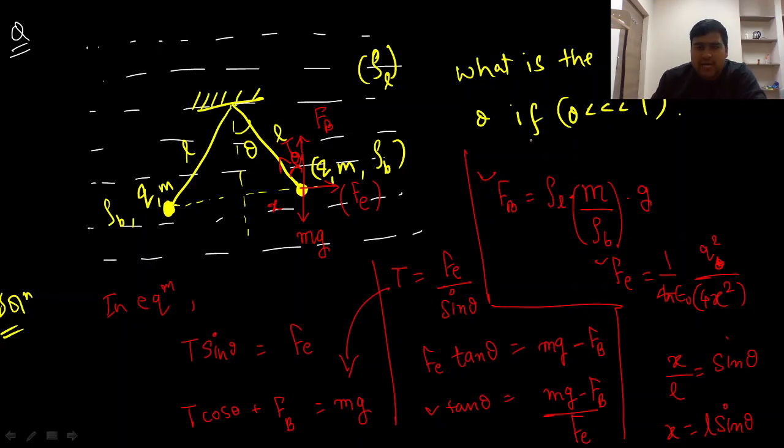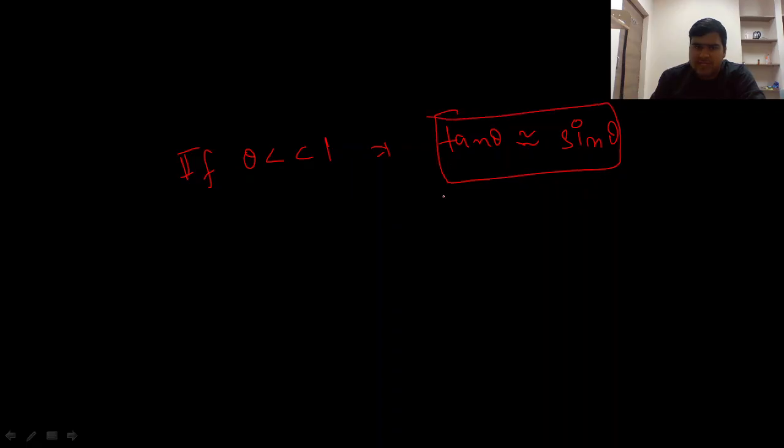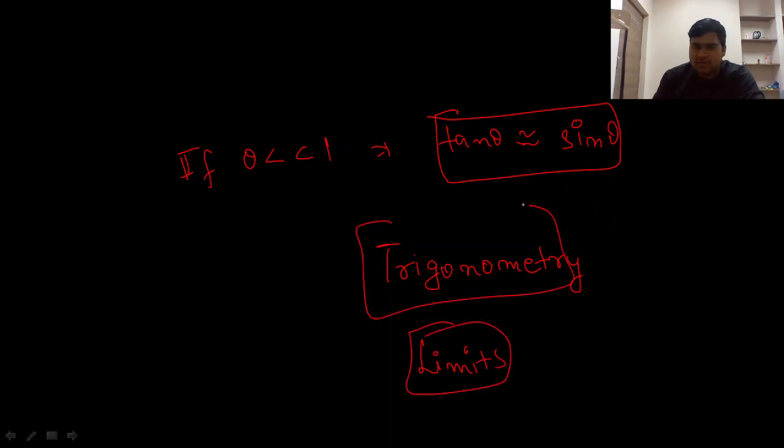So what you have to do, I have given this condition that theta is very much less than 1. So if theta is very much less than 1, I can write tan theta as nearly equal to sin theta. That is an important concept you must have studied in the chapter on trigonometry, or if you are a dropper, you must have studied it in limits also. The proof is in limits. Limits, continuity, differentiability, that is the LCD chapter. So you have studied it in limits.